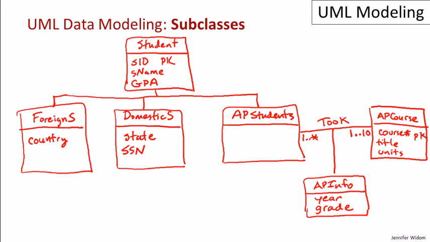So this is one of the biggest UML diagrams we've seen so far. Again, this is a superclass up here, and we have our subclasses down here. And then we also have an association and an association class and some multiplicities. And again, notice that it's okay that there are no attributes in the AP student subclass. That subclass is defined as those students who have taken AP courses.